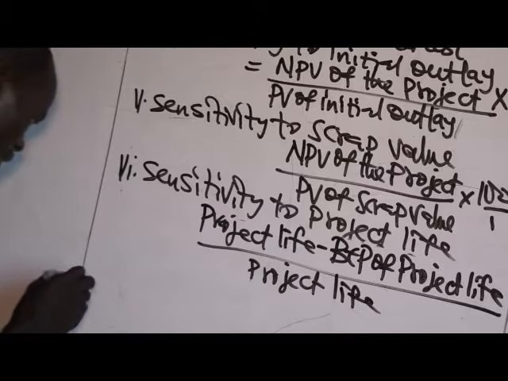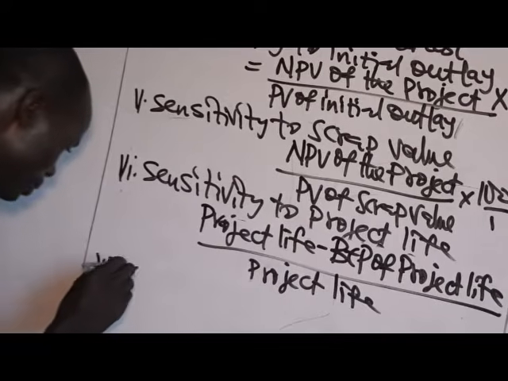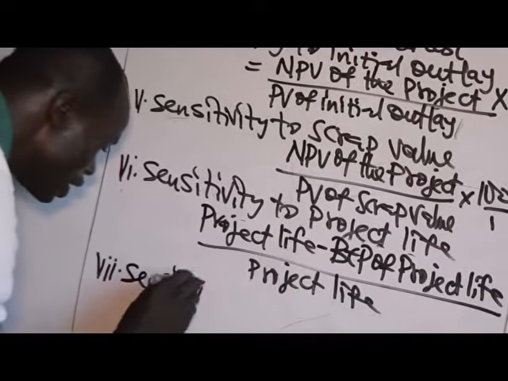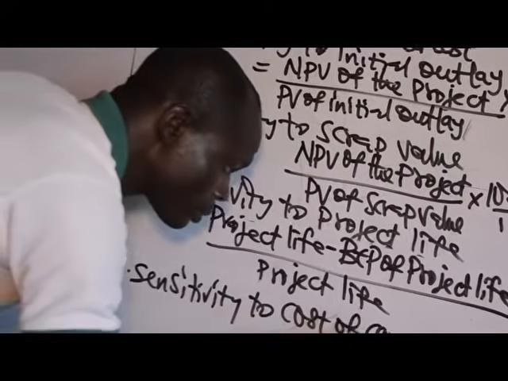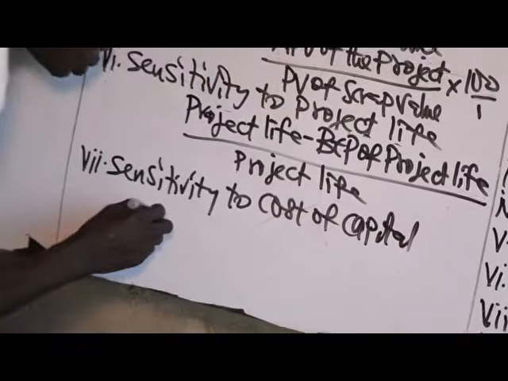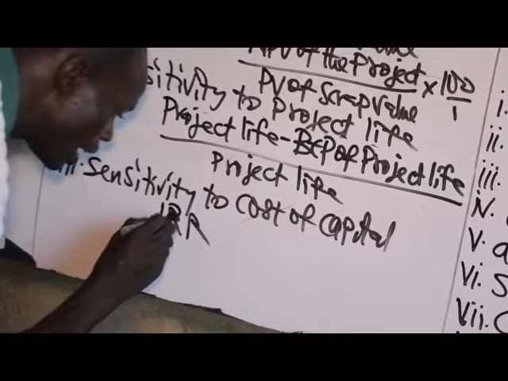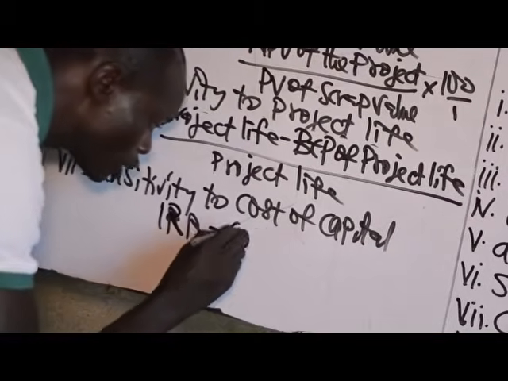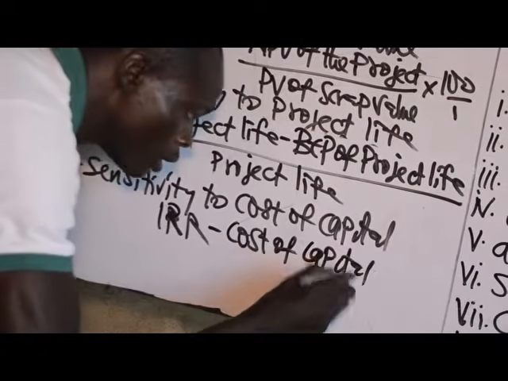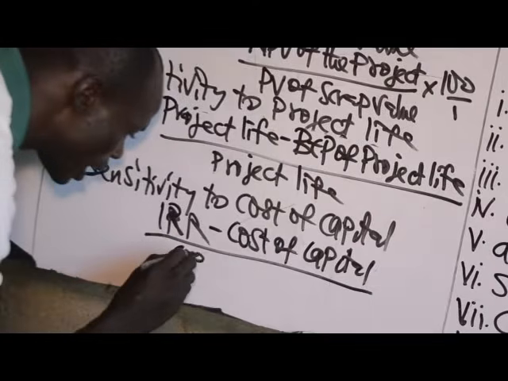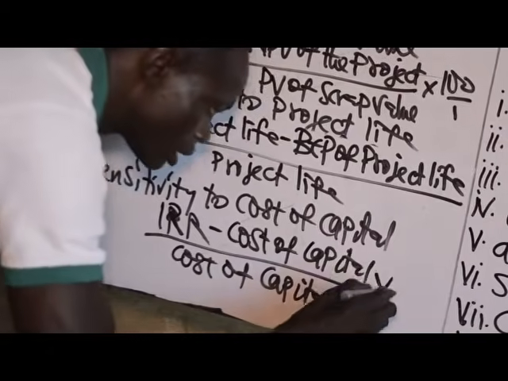Then we also have sensitivity to cost of capital, and that will be equal to the IRR, internal rate of return, minus cost of capital, over cost of capital times 100.